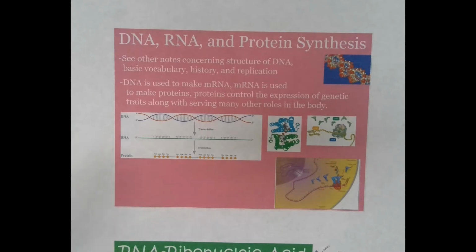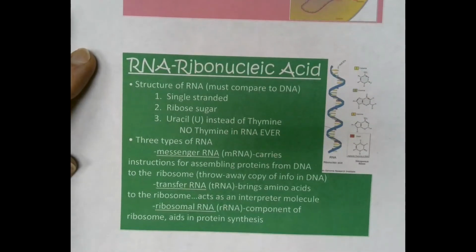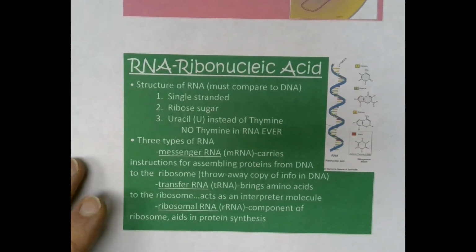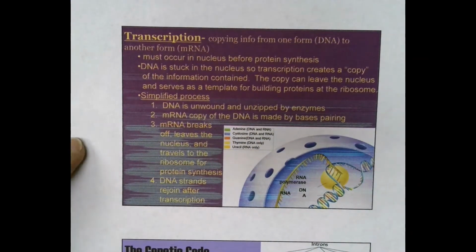Then we come to here. We're talking about here that DNA is used to make RNA, and then RNA is going to be used to make proteins. Okay, covered the basic structure of DNA, and then transcription on that last video, right? So as far as transcription goes, we said that that is where DNA is going to be used to make messenger RNA in the nucleus, because DNA is stuck in the nucleus. It cannot leave. And so proteins have to be made at the ribosome, and so the mRNA is a throwaway copy of the information stored in the DNA.